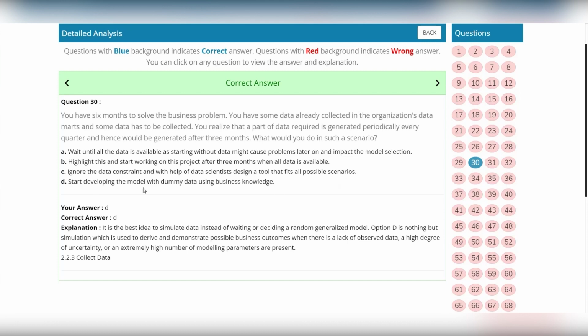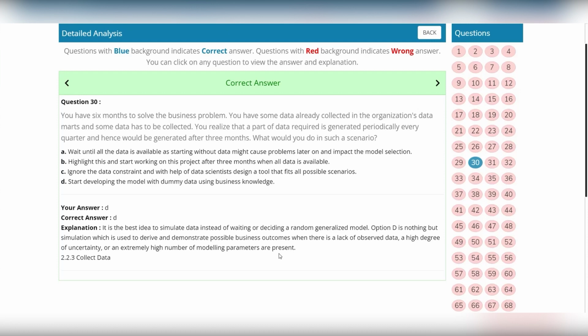Option D, start developing the model with dummy data using business knowledge. So it is the best idea to simulate data instead of waiting or deciding a random generalized model, right? So option D here is nothing but simulation in which we are using or deriving and demonstrating possible business outcomes when there is lack of observed data or a high degree of uncertainty or extremely high number of modeling parameters, right?